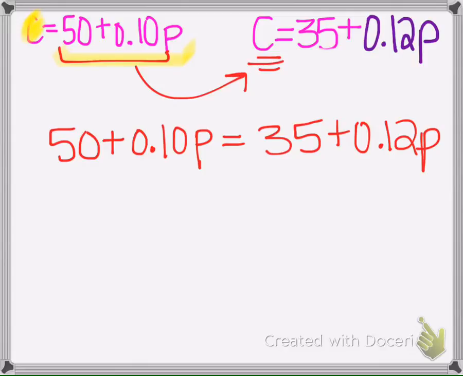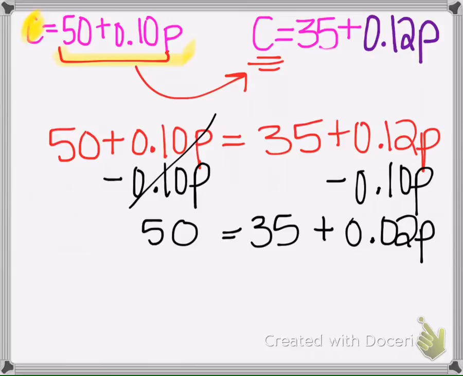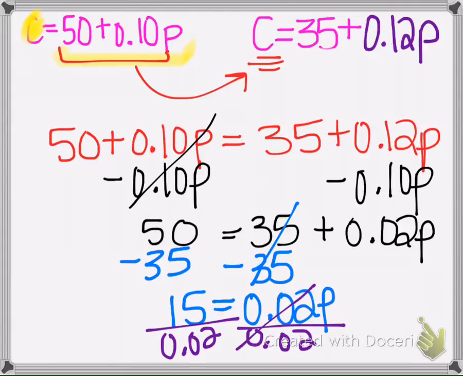So I need to get the variable on one side and the constant on the other. So I'm going to go ahead and do this first. And then secondly, I'll subtract 35 from both sides. And then lastly, divide both sides by 0.02. And that would get us that the number of pictures is 750.